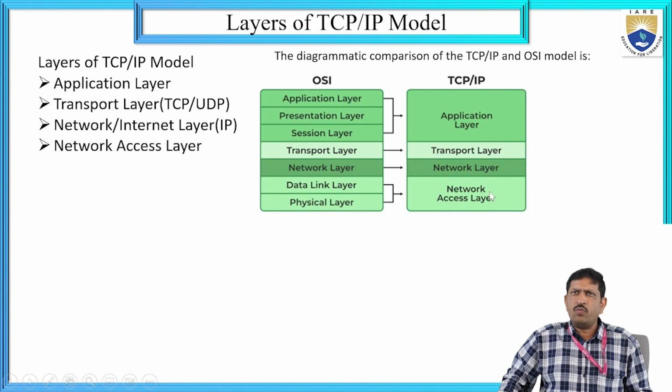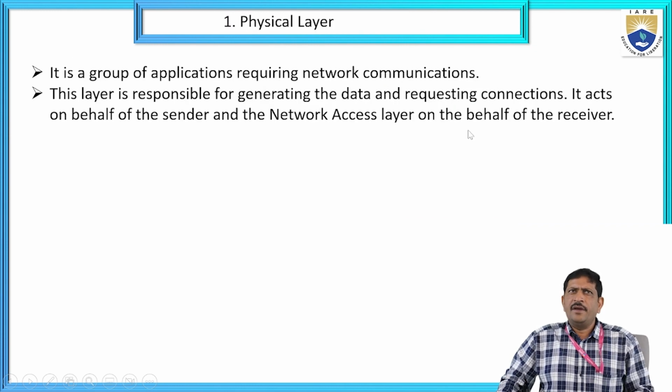The network access layer combines the data link and the physical layer. Instead of those two, TCP/IP has only one layer, the network access layer, compared with the OSI model. Likewise, instead of the session, presentation, and application layers, TCP/IP has only one layer, that is the application layer.